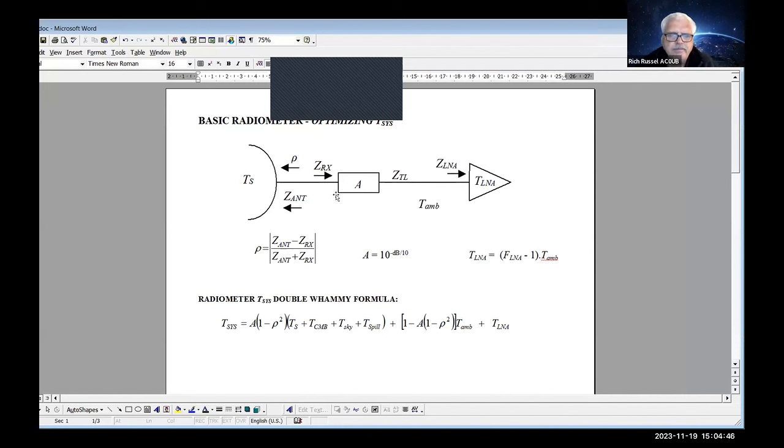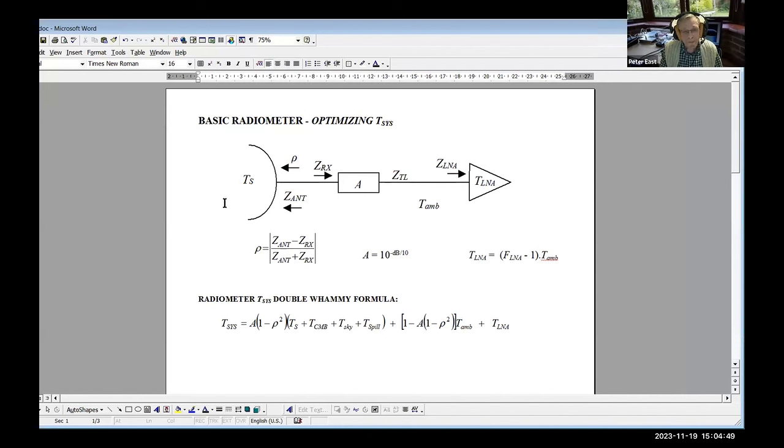Okay. Well, basically, you've got an antenna, a loss between the antenna and low noise amplifier. The low noise amplifier's got an input impedance. The antenna's got a complex impedance. And with the attenuation and with a transmission line, it looks complicated, but you can work all of this out.